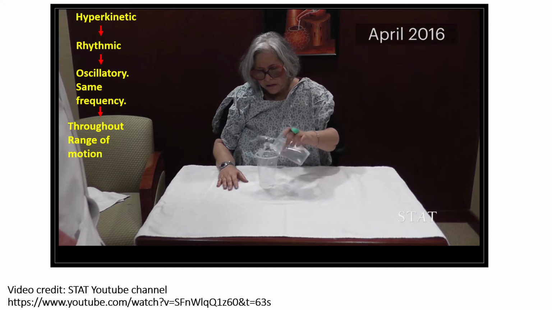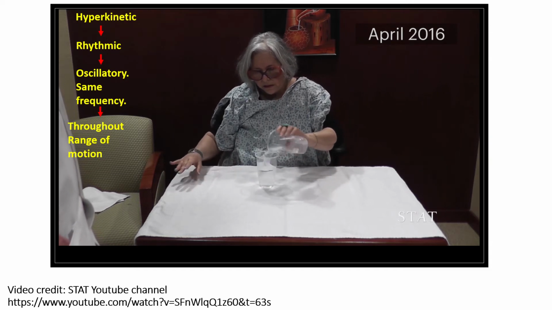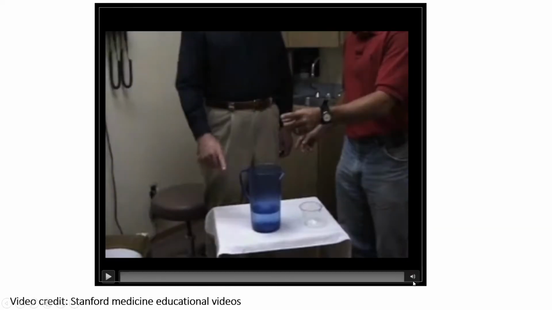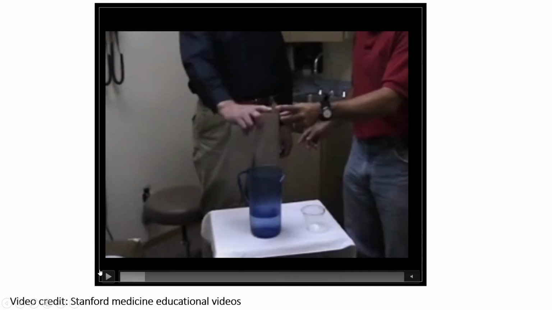Okay, so we can say that these are simple kinetic tremors. Since they are occurring throughout the range of the motion, they are simple kinetic tremors. The classic example being essential tremor. So this lady actually suffers from essential tremor. Okay. So another example we can see. Let's see this video as well.